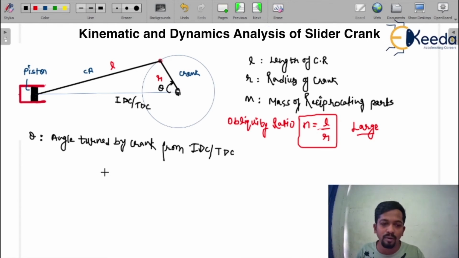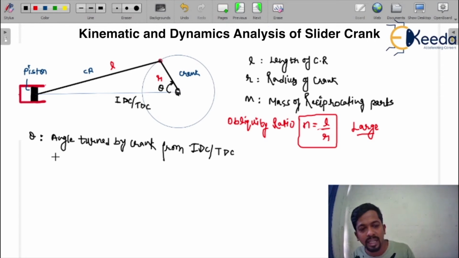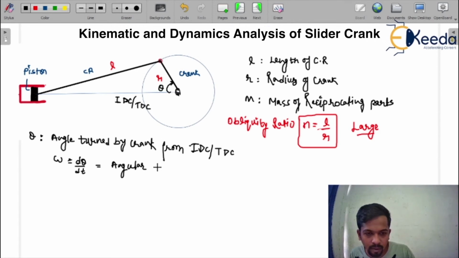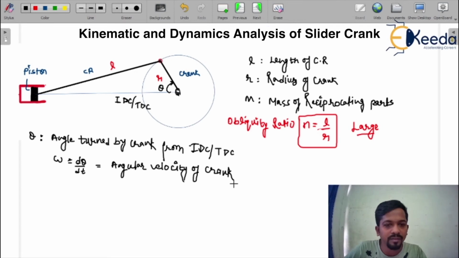Okay, now if I'm talking about the angle turned by the crank, we all know that omega is equal to d theta by dt. So what will be the omega? Omega will be the angular velocity of the crank. Omega is the angular velocity of the crank.